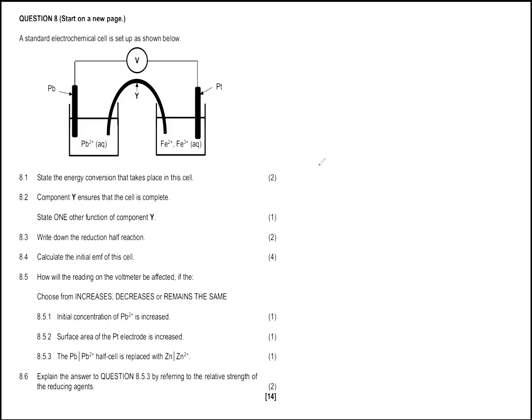All right, so we have question 8 on galvanic cell. It says a standard electrochemical cell is set up as shown below. 8.1: State the energy conversion that takes place in the cell. We already know that for a galvanic cell, the energy conversion is chemical energy to electrical energy. So 2 marks like that.